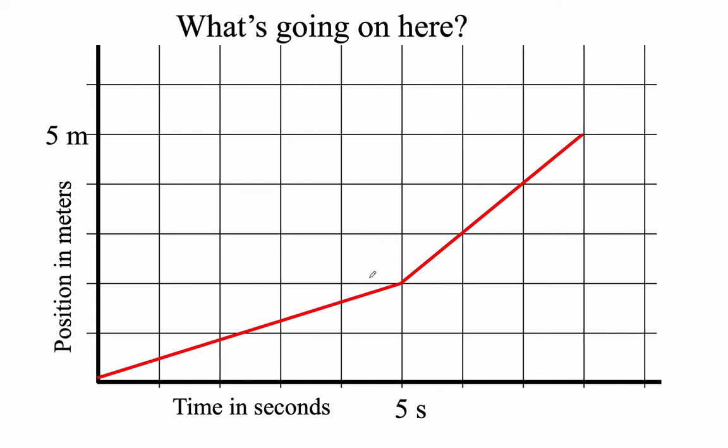Let's look at some qualitative graphs here, okay? So this is a position time graph. What we have to think about is the slope, okay? The slope of this line is the velocity, and the velocity is the easiest thing to visualize, okay? Notice that from 0 to 5 seconds, the slope is constant, okay? So this means we're moving at a constant speed.